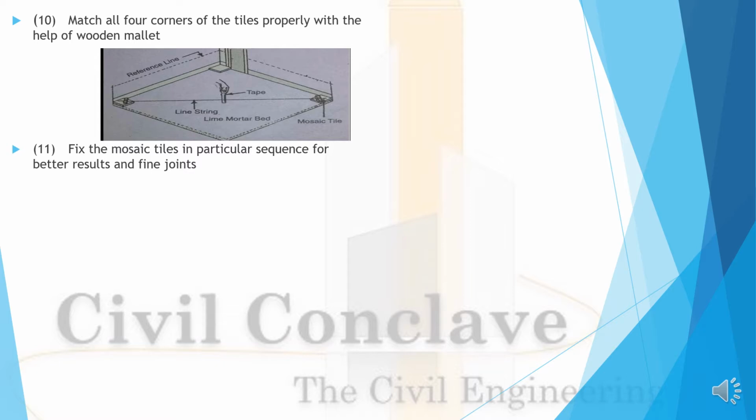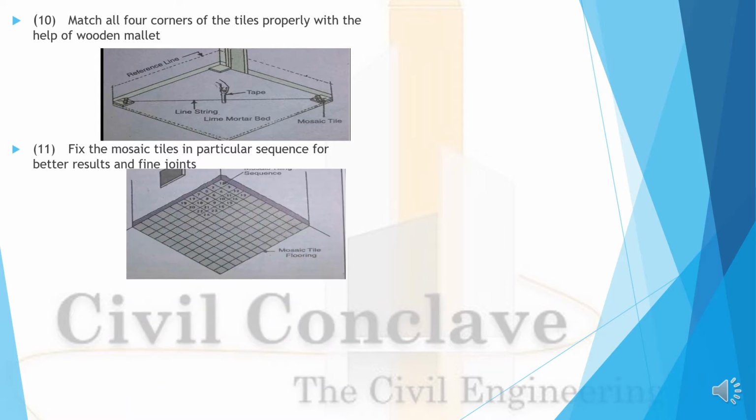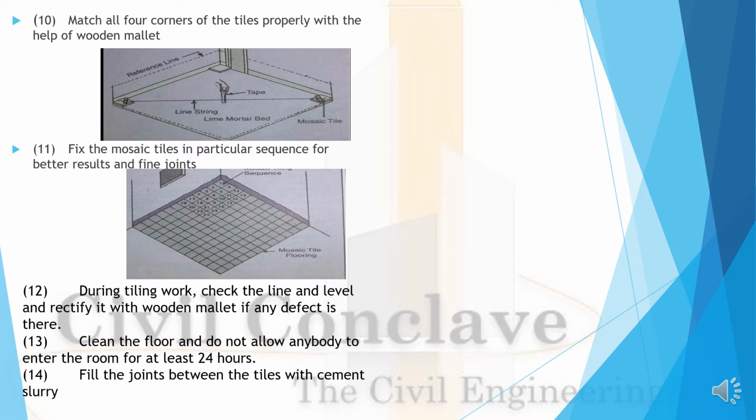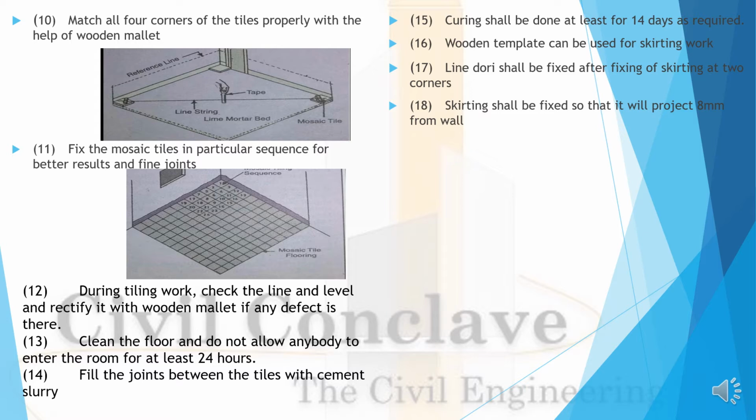Fix the mosaic tiles in a particular sequence for better results and fine joints. See, this is the methodology of fixing the mosaic tiles. During tiling work, check the line and level and rectify it with a wooden mallet if any defect is there. Clean the floor and do not allow anybody to enter the room for 24 hours. Fill the joints between the tiles with cement slurry.